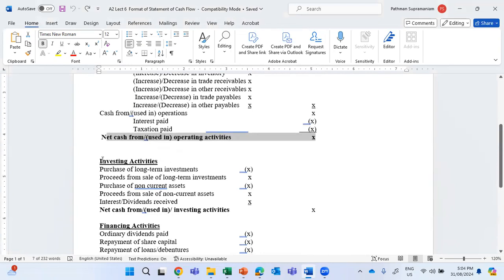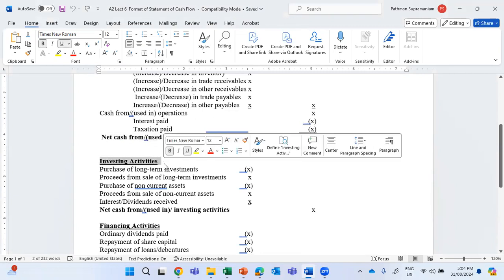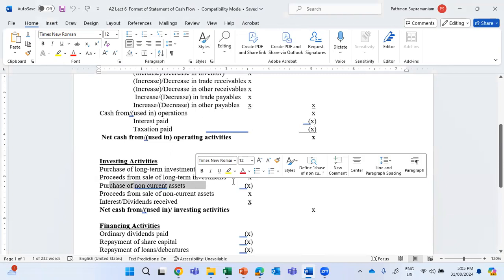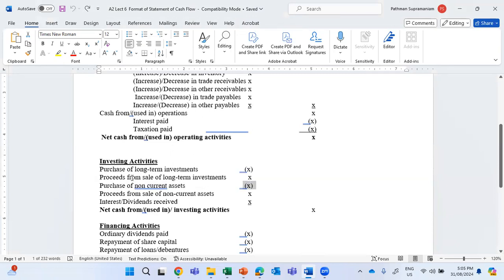Okay. The second activity is investing activity. So investing activity is all about cash inflow and outflow from buying and selling non-current assets and any long-term investments. If you buy any assets, there's a cash outflow. For example, you can see here, purchase of long-term investment is an outflow because when you purchase, you are paying money for it. When you purchase non-current assets, it's an outflow. But when you sell assets, they are being converted to money. So that's an inflow.